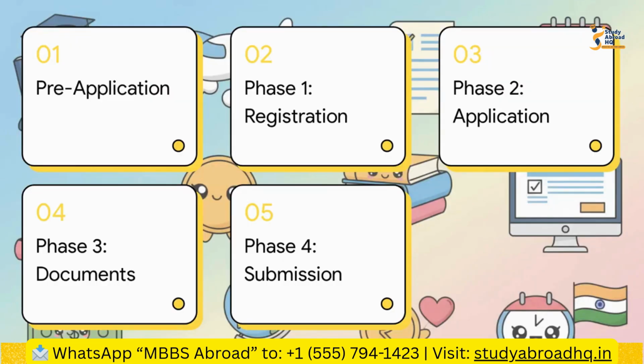We've laid out a clear roadmap for you. We'll kick things off with a pre-application checklist, what you need before you start. Then we'll walk through the 4 main phases: the NTA registration, filling out the application itself, uploading all your documents, and finally, that final submission.